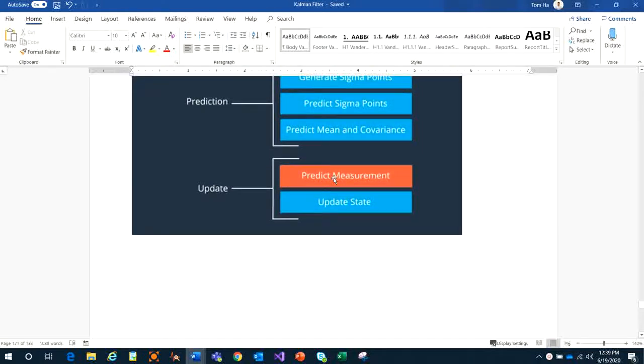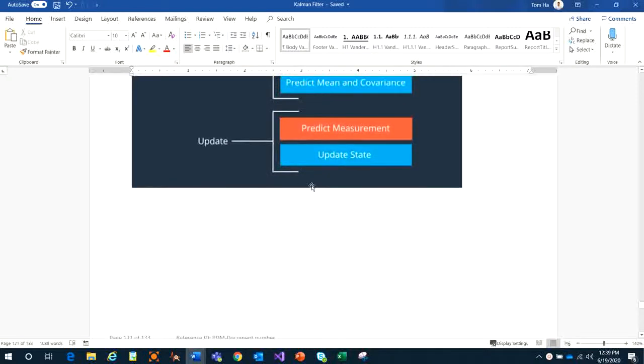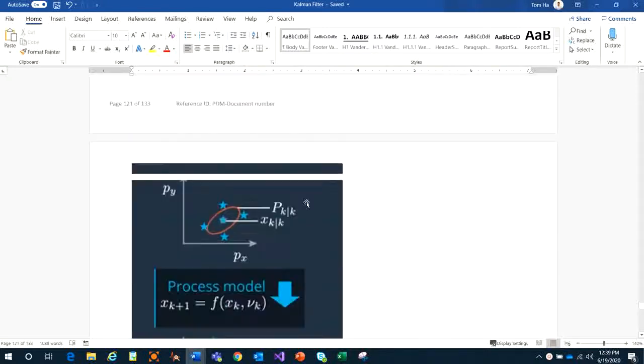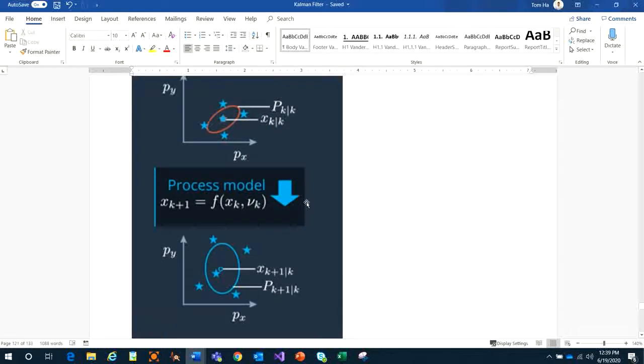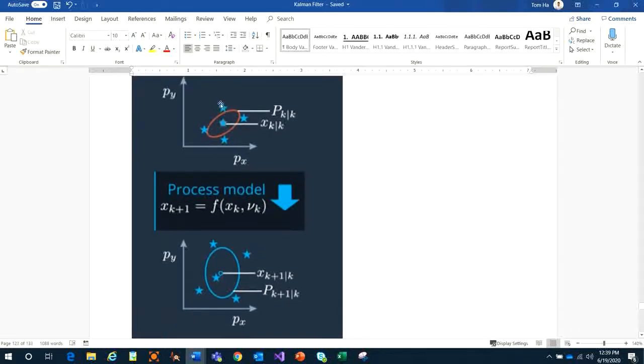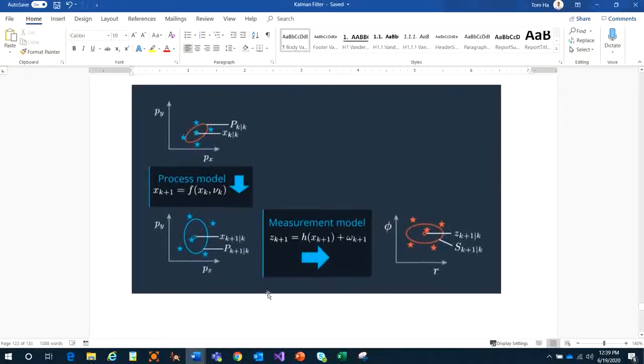Today we continue with the update measurement step. In the update measurement step, we have the predict measurement step. Remember, in the last step, we generated sigma points and passed them through the process model to get the predicted sigma points. After we have the predicted sigma points, we calculate the predicted mean state vector and the covariance matrix, right? So we do a similar thing for the measurement model too.